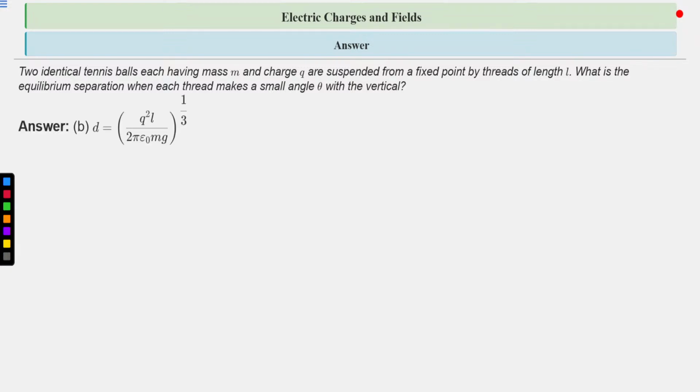So the correct option is B: d equal to (q square l upon 2 pi epsilon naught mg) raised to power 1 by 3. Solution using concept 4.12. So this is the diagrammatic representation.